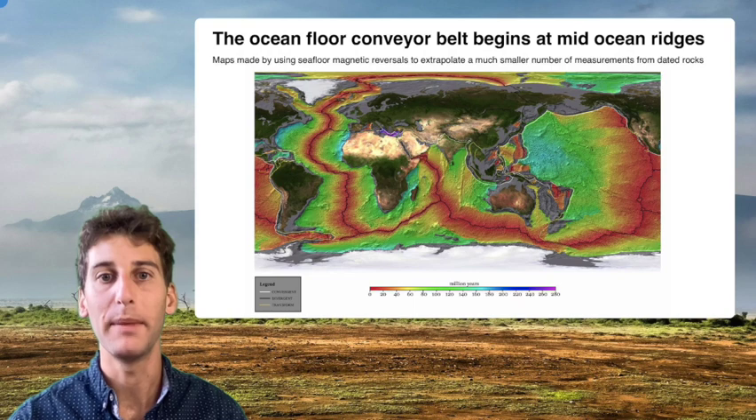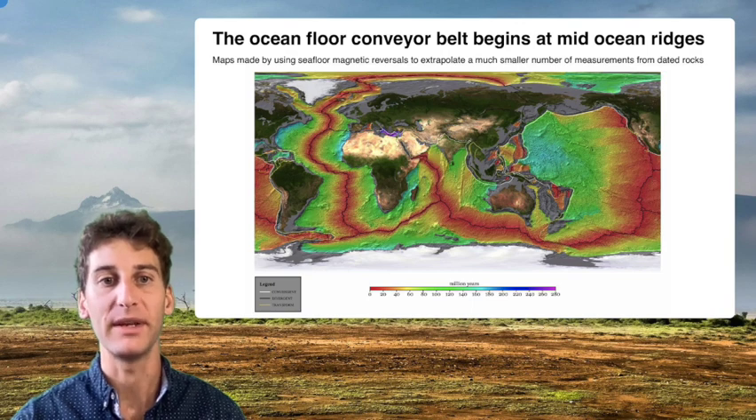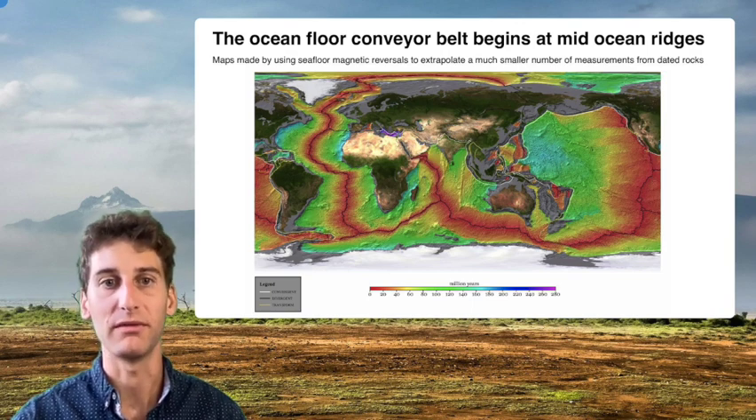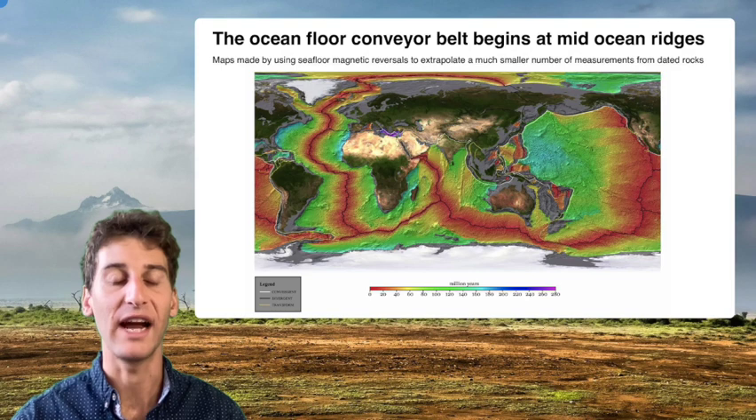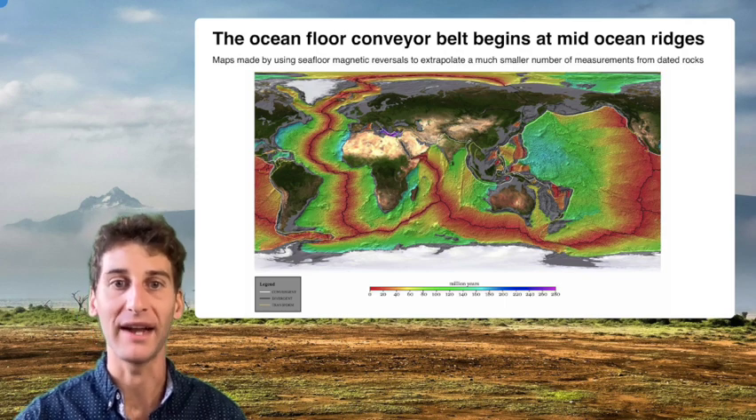So by dating magnetic reversals with rocks on land, we know exactly when these reversals happen. So that became a way to basically convert these stripes on the ocean floor to a sense of age. How old are different parts of the ocean floor? And this is the result of global surveys of magnetic anomalies converted back to age.